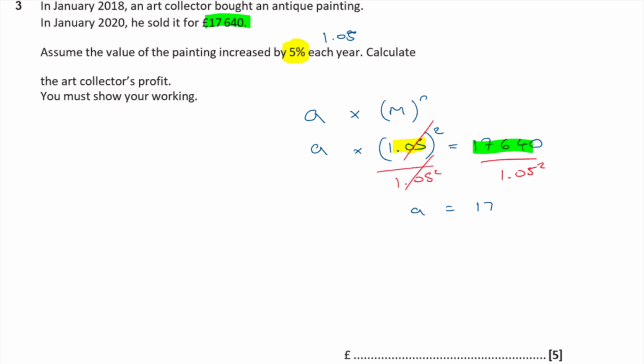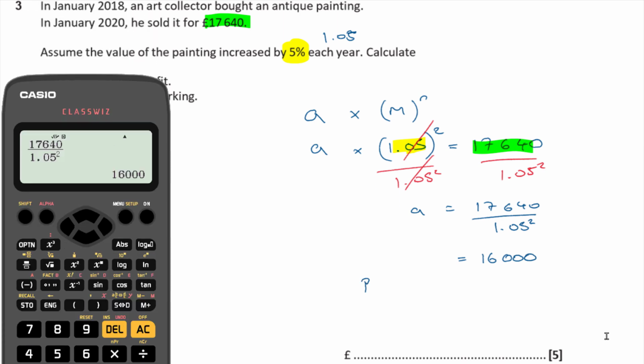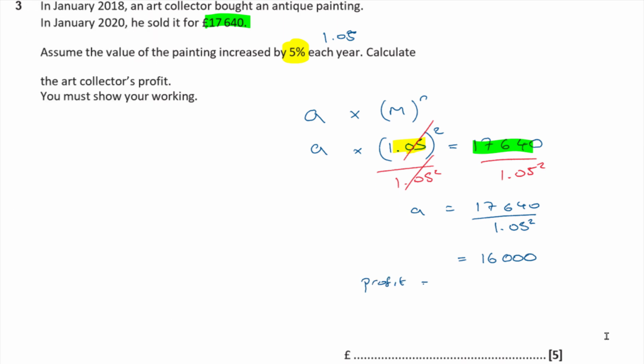So A is going to be 17,640 divided by 1.05 all squared. Okay, so typing that into the calculator, 17,640 divided by 1.05 squared comes out to 16,000. So then his profit then is going to be the difference between those two amounts, isn't it?